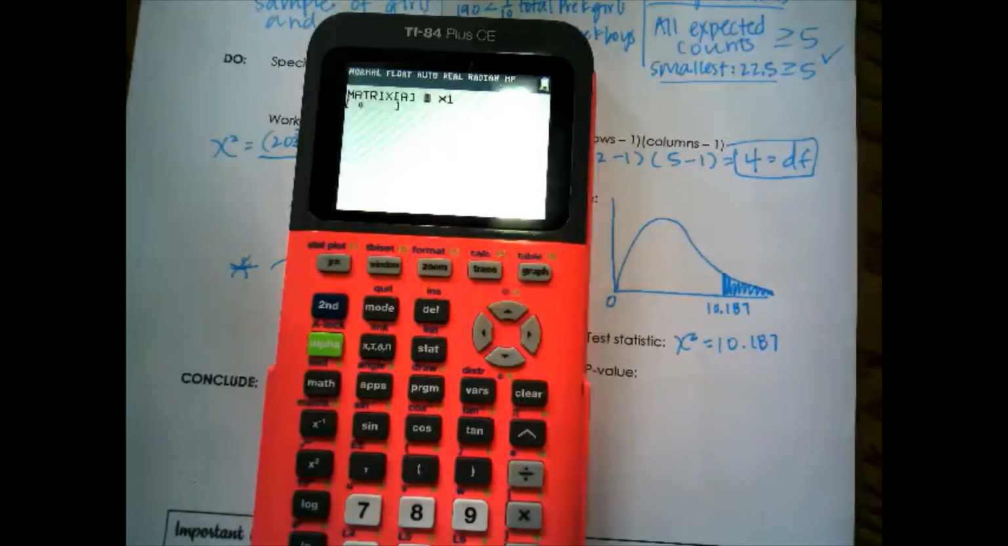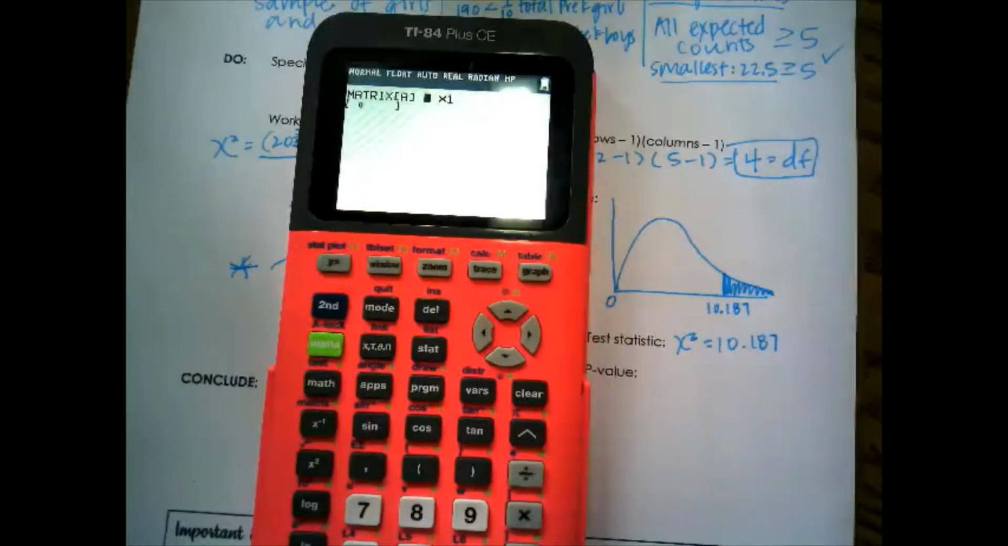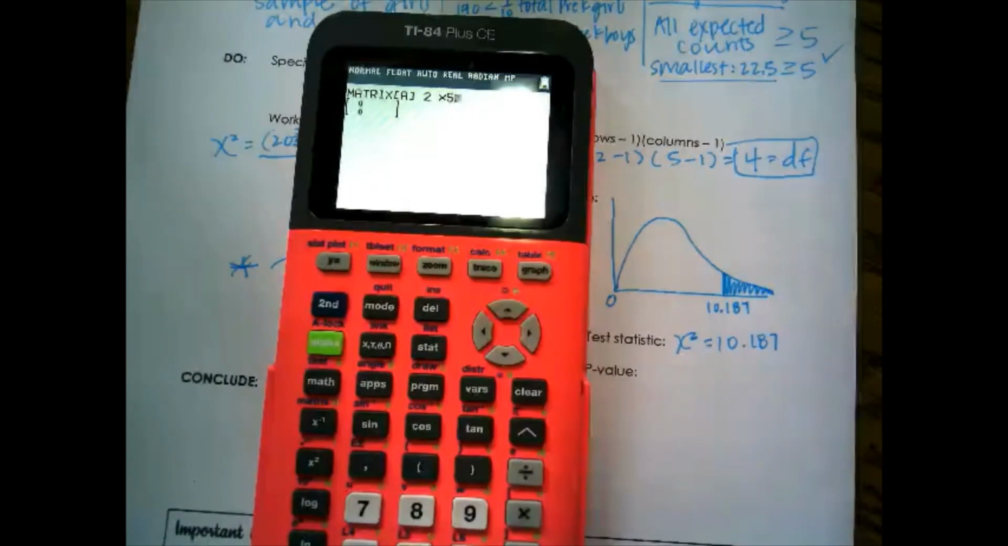So it gives us dimensions. We have to type in the dimensions. Well, this is a 2 by 5. Again, don't include the totals. So it's 2 by 5.